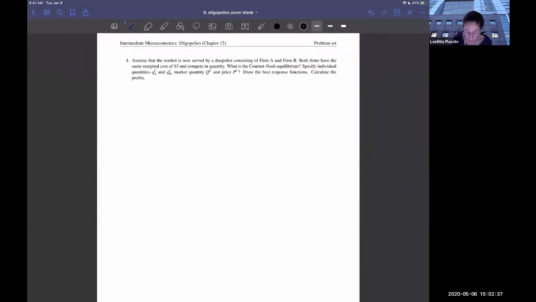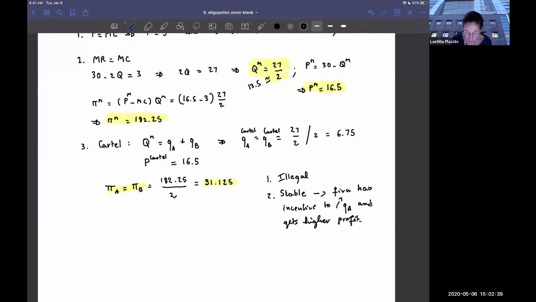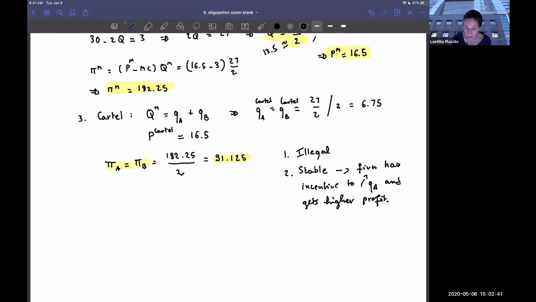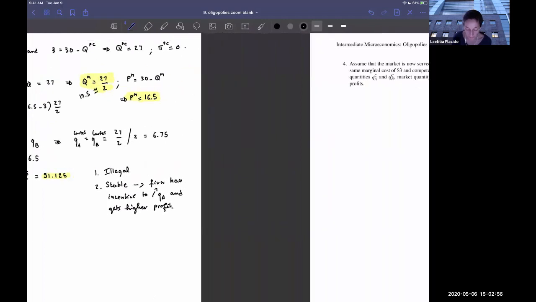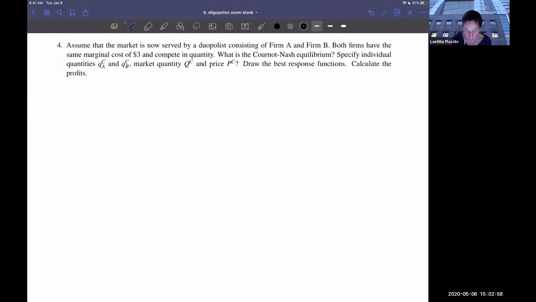In other words, the cartel equilibrium here is unstable. So this is not a Nash equilibrium. And what we're looking for now is what would be a stable market outcome. And this stable market outcome will be a Nash equilibrium. Okay, so let's move to this.